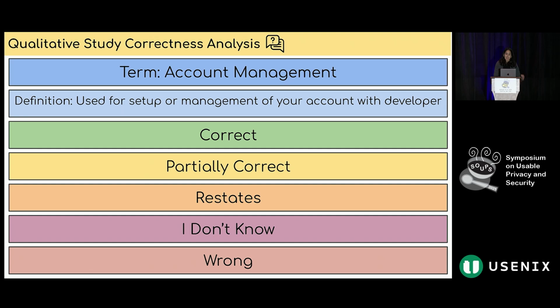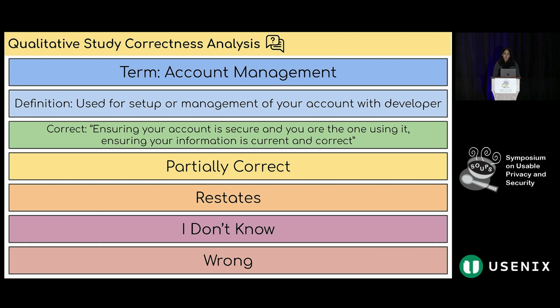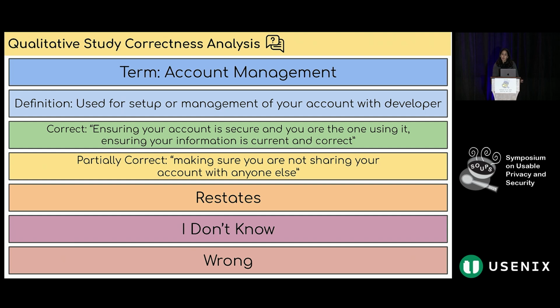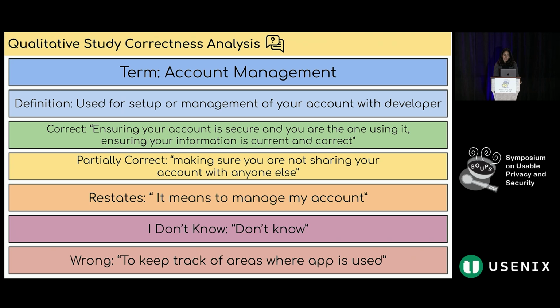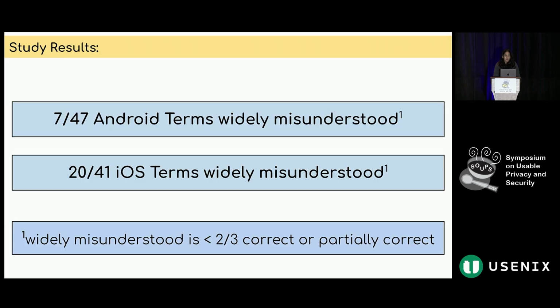For example, in the case of the account management question, the correct answer would be something that is equivalent to the developer document definition, which in this case is used for setup or management of your account with the developer. Ensuring your account is secure and you are the one using it, ensuring your information is current and correct, is an example of something that we would have coded as correct. Something like making sure you're not sharing your account with anyone else would be considered partially correct. It means to manage my account would be a restate of the term itself. Don't know would be coded as I don't know. And to keep track of areas where the app is used would be marked incorrect.